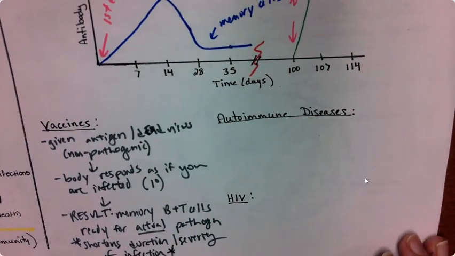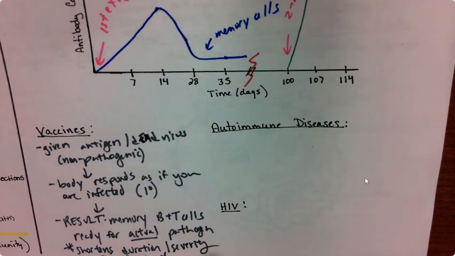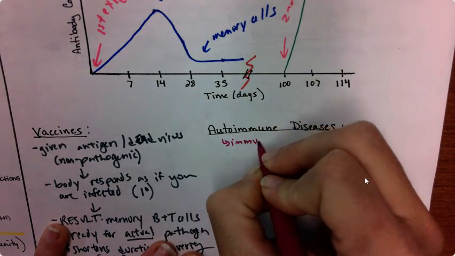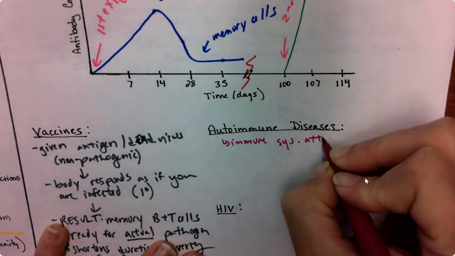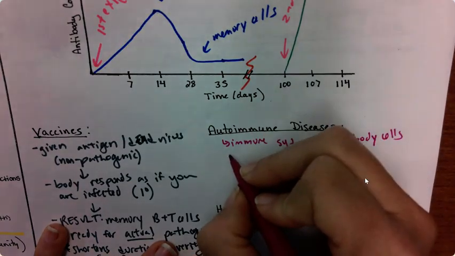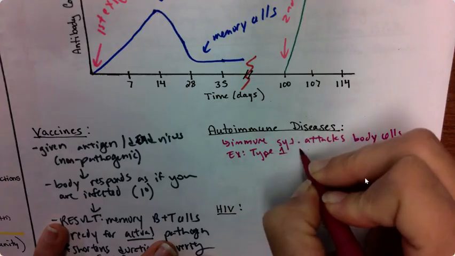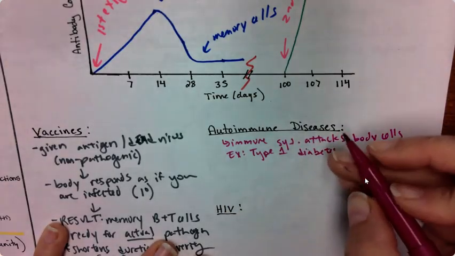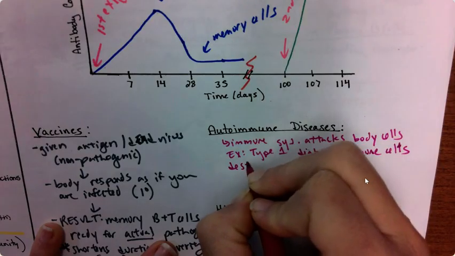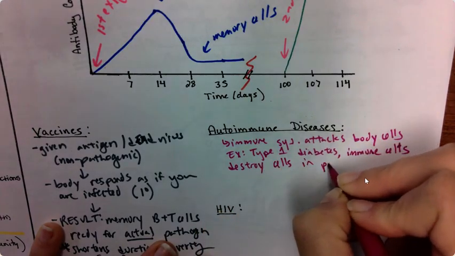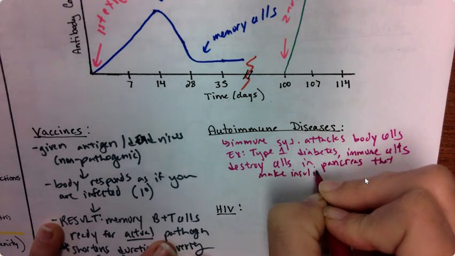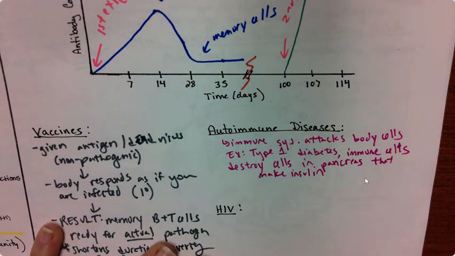I want to talk about a couple other things. I want to talk about autoimmune diseases. Okay, something I get a lot of questions about. Autoimmune disease is when the immune system attacks your body cells, right? For example, in type 1 diabetes, your immune cells destroy the cells in the pancreas that make insulin. In type 2 diabetes, that's totally different. We'll talk about that later.